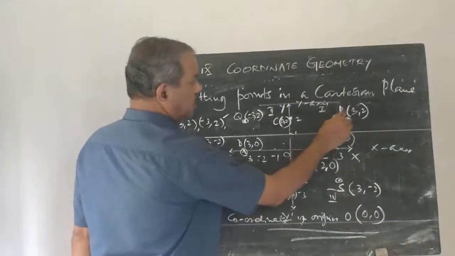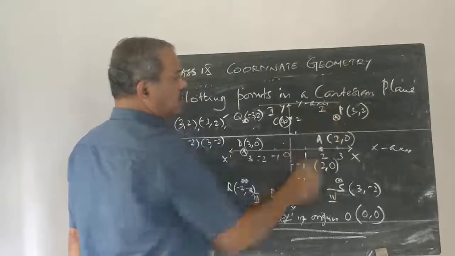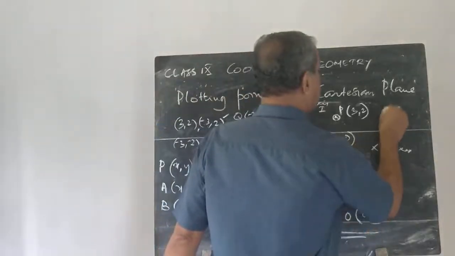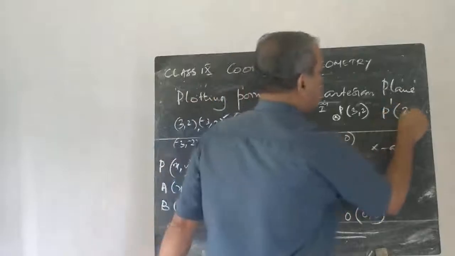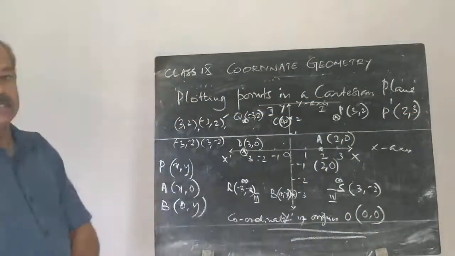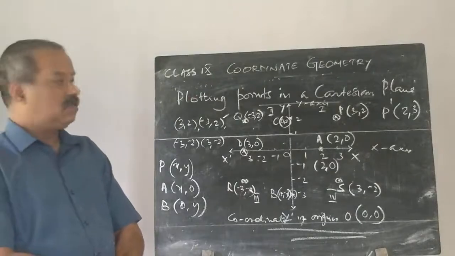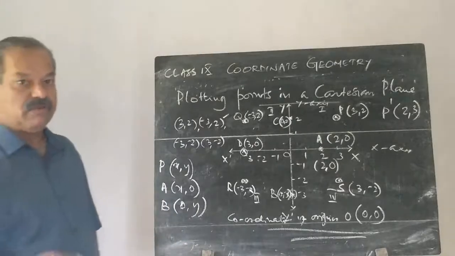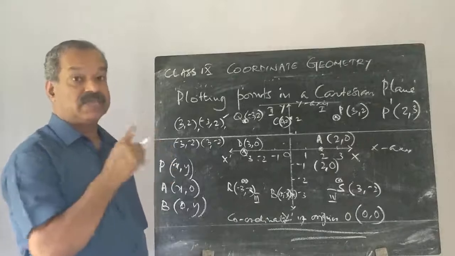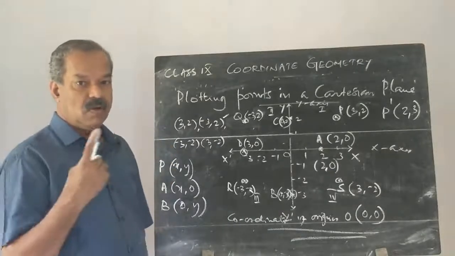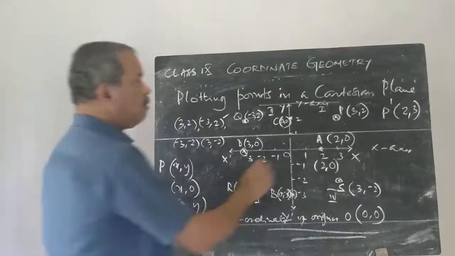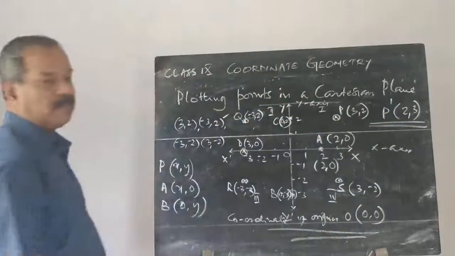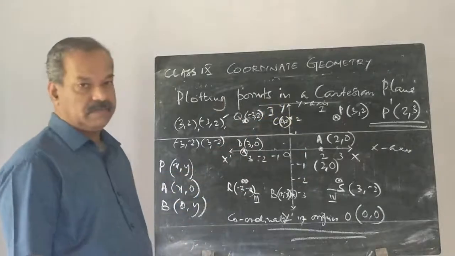Here we have seen that the coordinates of P are 3 and 2. Now suppose we are given a point P dash whose coordinates are 2, 3. Remember, to represent a point in the plane we use two coordinates, x coordinate and y coordinate. Which should be written first? Always the x coordinate first. Which should be written second? Always the y coordinate. Now, this is the position of P.